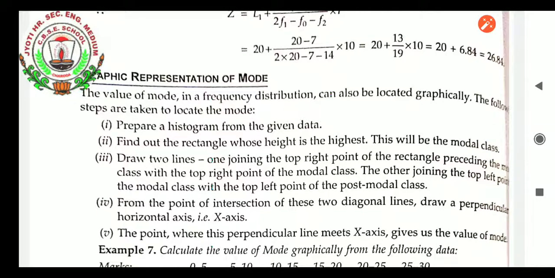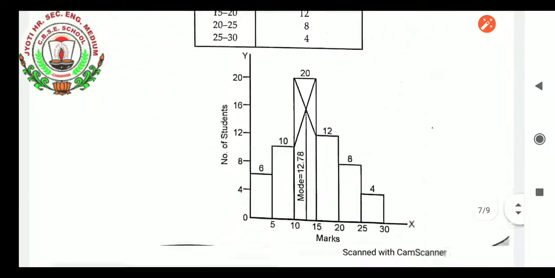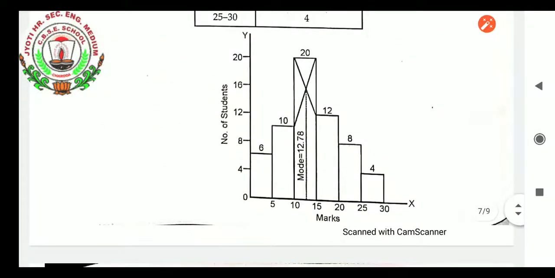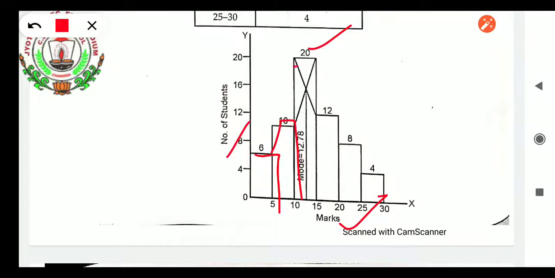Draw two lines: one joining the top right point of the rectangle preceding the mode class with the top right point of the model class, and the other joining the top left point. For example, this is the model class, 20, as we have learned. We draw rectangles for the frequencies, marks against the number of students. In the rectangle with the highest frequency, this is the lowest end, this is the top, and the right end of the rectangle is drawn. So this is the mode.